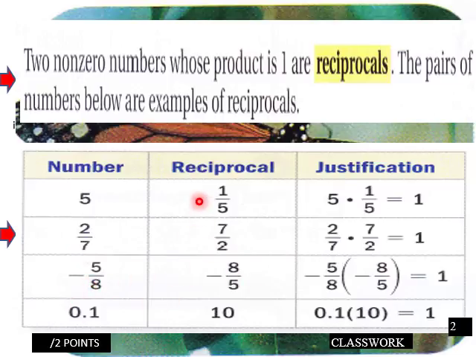Do you know something here? These are flipped to become a reciprocal. So 5 times 1/5 is 1, and this is the check here for these. -5 over 8 times -8 over 5 equals 1, etc. 0.1 times 10 is basically 1 over 10 times 10 equals 1.